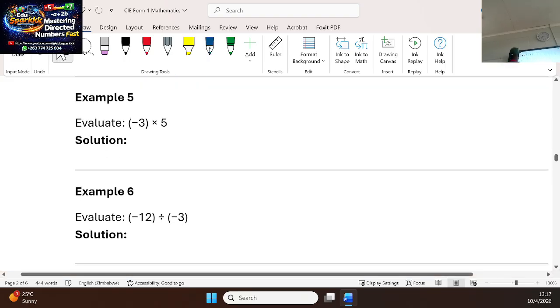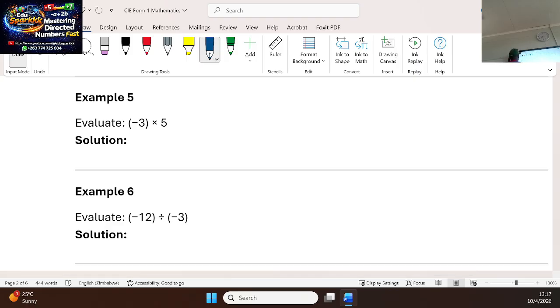Then the next one is a product. When it's a product, we are multiplying -3 and +5. So our signs are different. So our result obviously is going to be negative. 3 times 5 gives us 15.